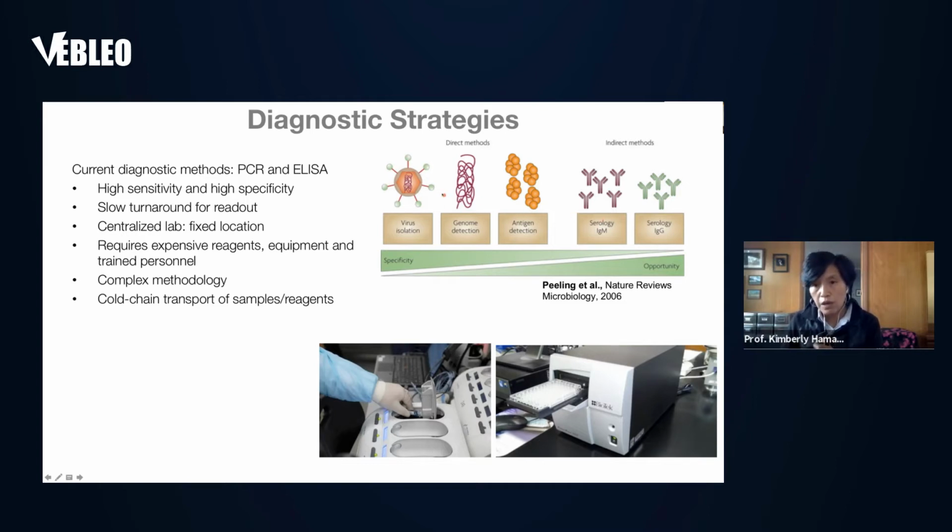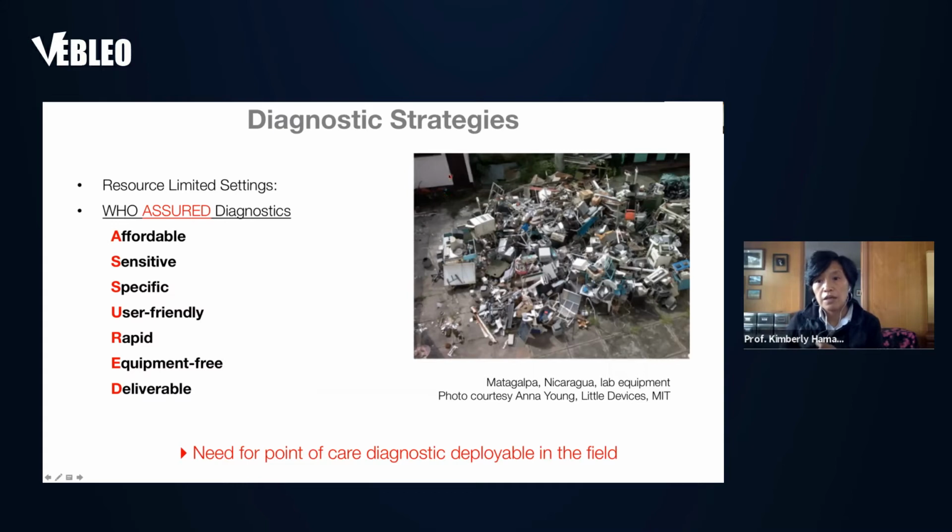Now, the World Health Organization issued guidelines for how diagnostics should be, and this is an easy to remember acronym called ASSURED. They said that diagnostics need to be affordable, sensitive, specific, user-friendly, rapid, equipment-free, and deliverable. This is the holy grail for all diagnostics, and it's important to at least try to hit most of these. You can see already that PCR and ELISA, it's difficult for them to hit many of these because they're not cheap, they're hard to be equipment-free, and so forth.